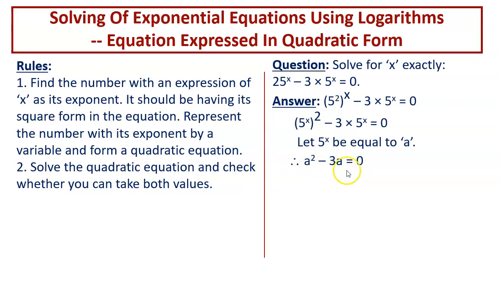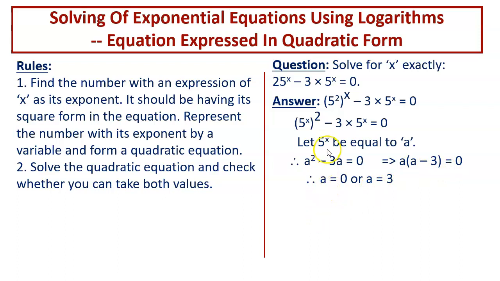Let us first of all solve the quadratic equation, and after solving we may be able to realize the significance of this part. So how do we solve this? We have a as the common factor between these two terms. So it will be a times (a minus 3) equal to 0. So either a is equal to 0 or a minus 3 equal to 0. If a minus 3 is equal to 0, then a will be equal to 3.